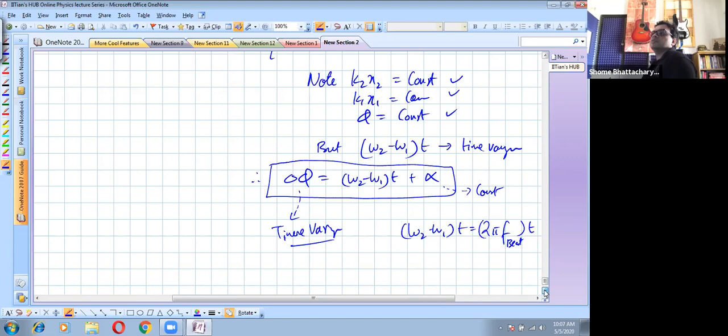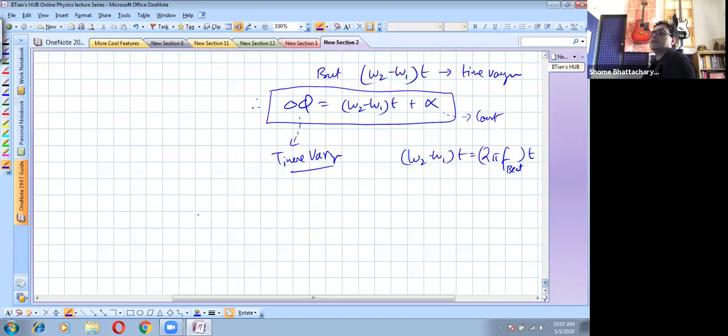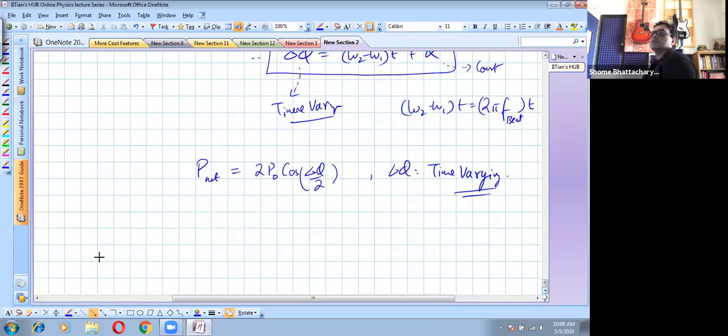So now you just think about the phasor diagram. You understand that the net amplitude is going to be that 2 p naught cos of delta phi by 2 kind of term. But here delta phi is time varying. So instead of doing the mathematics, now you just visualize the phasor diagram how that works. So you have the amplitude from the first one, the amplitude from the second one, and the resultant amplitude.